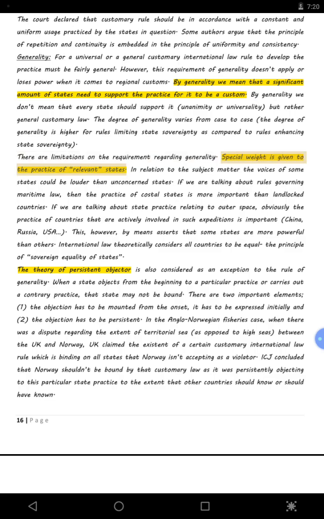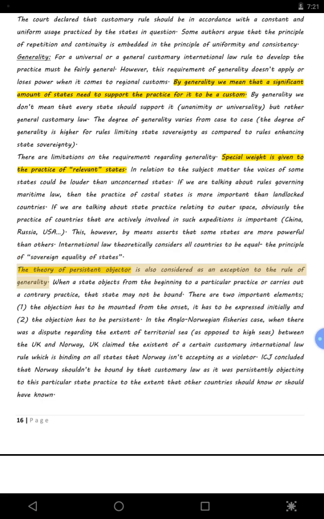Special weight is given to the practice of relevant states. In relation to the subject matter, the voices of some states could be louder than unconcerned states. If we are talking about rules governing maritime law, then the practice of coastal states is more important than landlocked countries. If we are talking about state practice relating to outer space, obviously the practice of countries that are actively involved in such expeditions is important: China, Russia, USA. This, however, by no means asserts that some states are more powerful than others. International law theoretically considers all countries to be equal, the principle of sovereign equality of states.